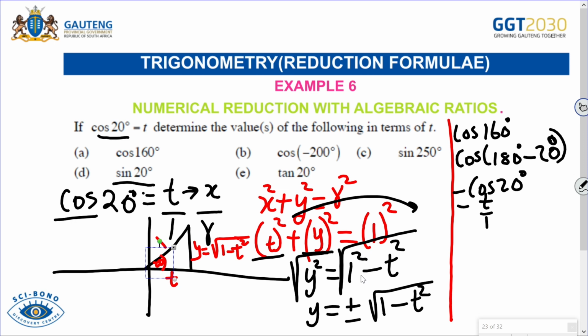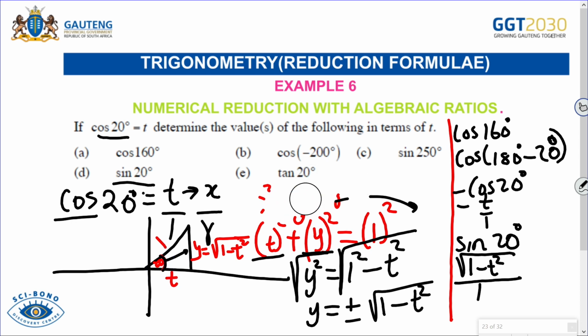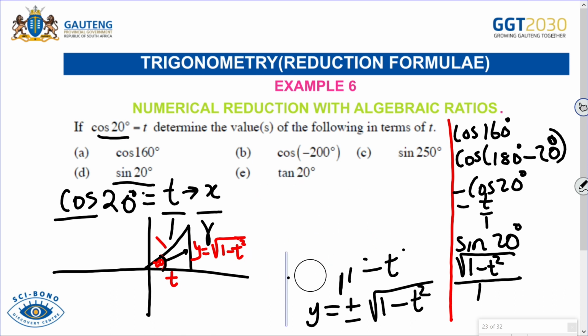So sine of 20 degrees, you go to your diagram. So if I'm looking at this angle, this is going to be opposite. So my opposite side is going to be given as the square root of 1 minus t squared, all over the hypotenuse side, which is still going to be given as 1, right? Okay. Let me just erase here so that I can get some space.